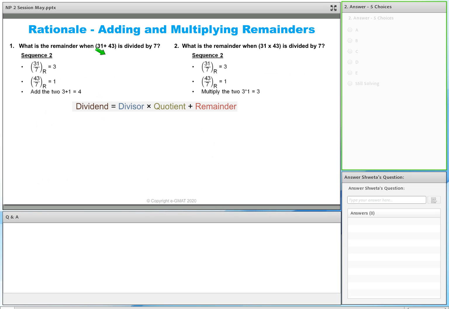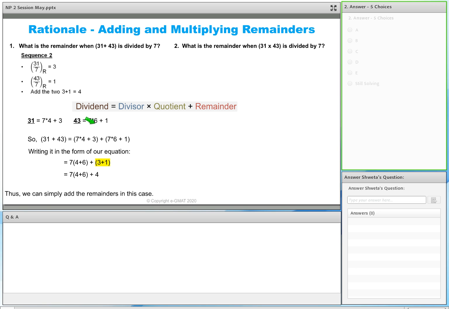Now, why all of this method works is all based on the DNR equation only. So when you see these slides, you're going to understand. For example, here I have 31 and 43, right? So I use the DNR equation using divisor 7 on both of them. And then I add them. When I add the right sides of these equations also, it's going to be 7 times 10 plus 4. It's this 3 and this 1, the two individual remainders, that get added to give you this final remainder.